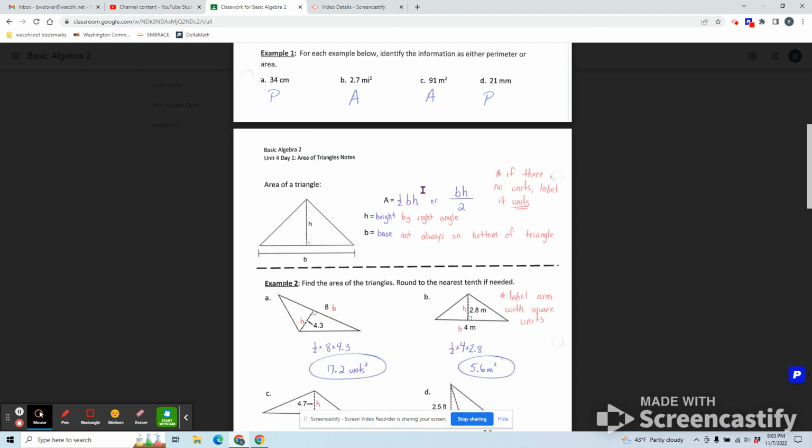Back to the area of a triangle. H stands for height. Your height is always by the right angle. B is for your base. And recall that it's not always on the bottom of your triangle.